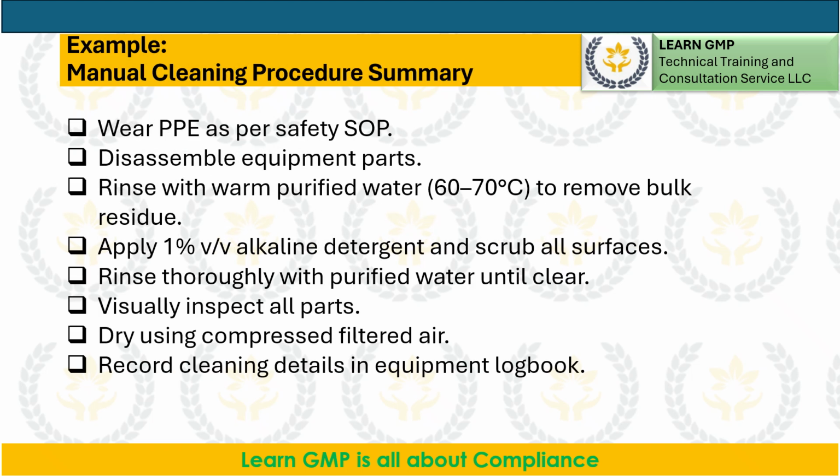Example: manual cleaning procedure summary. Wear PPE as per safety SOP. Disassemble equipment parts. Rinse with warm purified water, 60 to 70 degrees Celsius, to remove bulk residue. Apply 1% volume/volume alkaline detergent and scrub all surfaces. Rinse thoroughly with purified water until clear. Visually inspect all parts. Dry using compressed filtered air. Record cleaning details in equipment logbook.